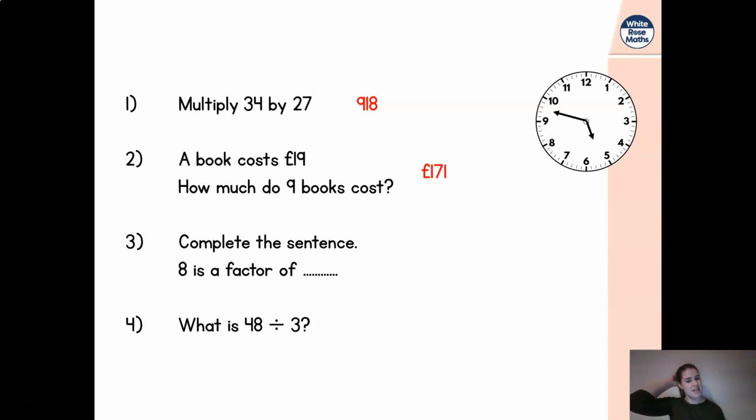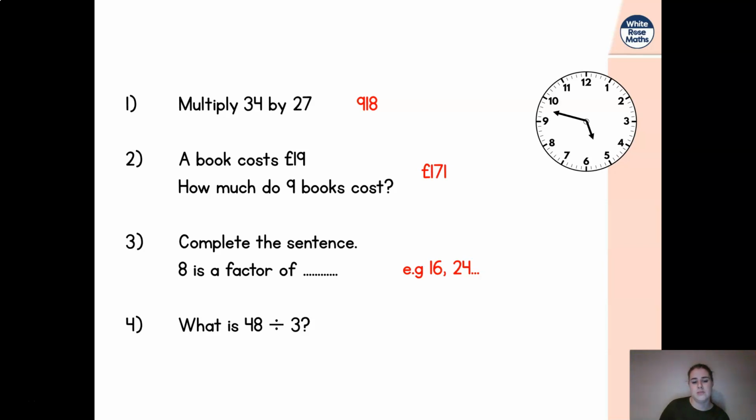Now complete the sentence. 8 is a factor of what? Now we know that multiples are bigger, factors are smaller. So it's got to be a number that is smaller than 8. So it's wherever the 8 appears in some of the times tables. So you could have 16. It could be 24. If you've got any other examples of the 8 times tables, then that is fine.